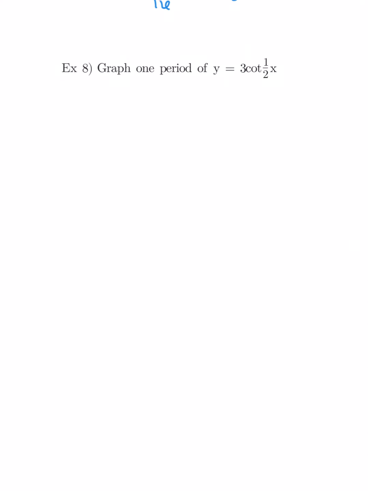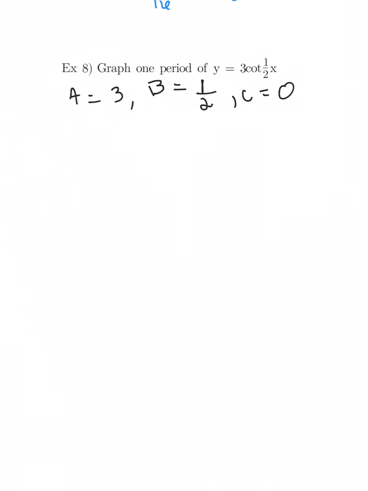On example 8, we are graphing one period of the function y equals 3 times the cotangent of 1/2 x. So on this problem, our a is 3, our b is 1/2, and c is, again, 0. Because a is 3, the markings on the vertical axis will be 3. So keep that in mind.